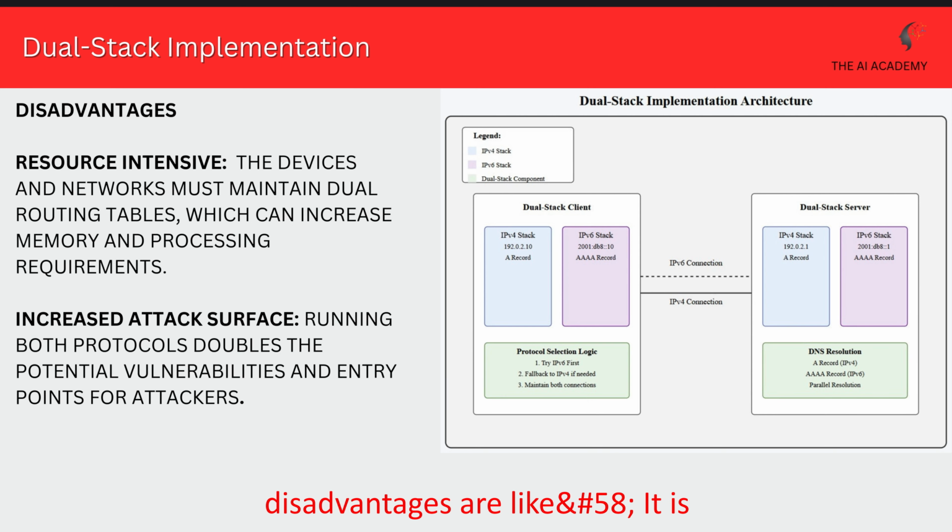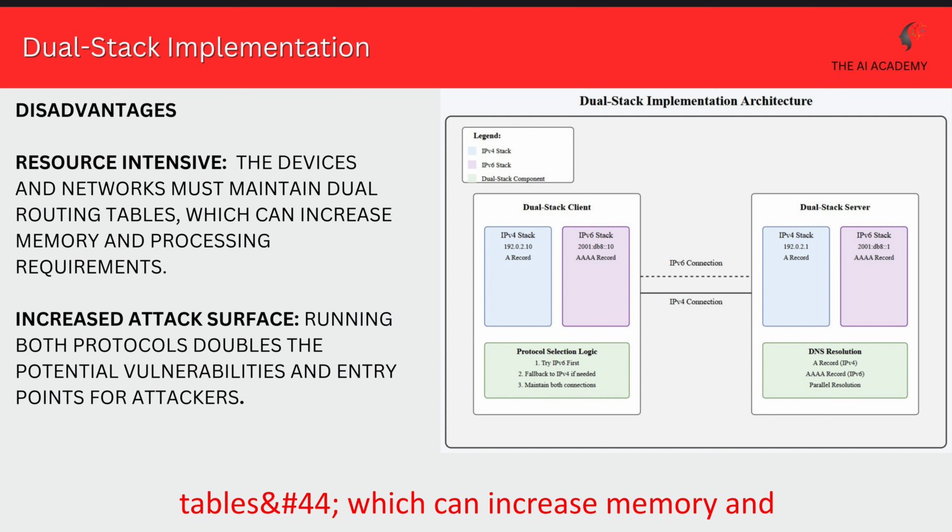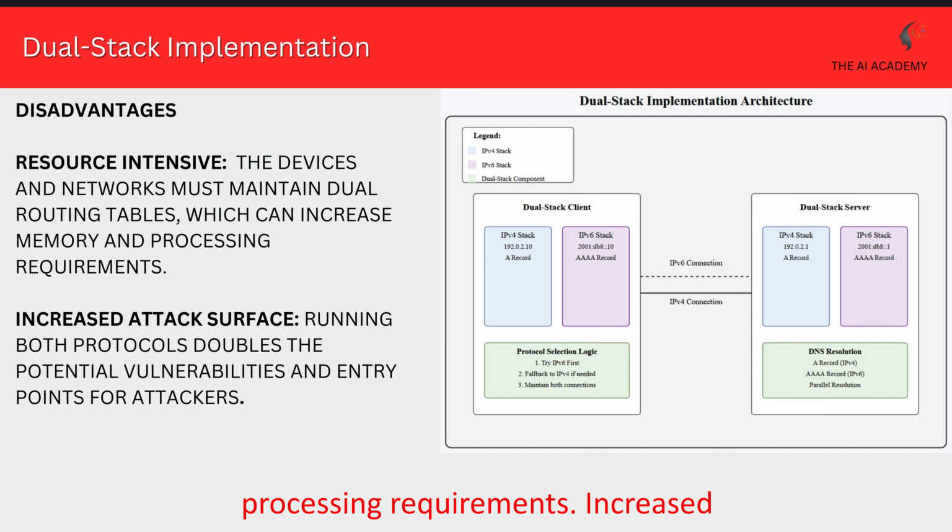While the disadvantages are, like: it is resource-intensive. The devices and networks must maintain dual routing tables, which can increase memory and processing requirements. Increased attack surface: running both protocols doubles the potential vulnerabilities and entry points for attackers.